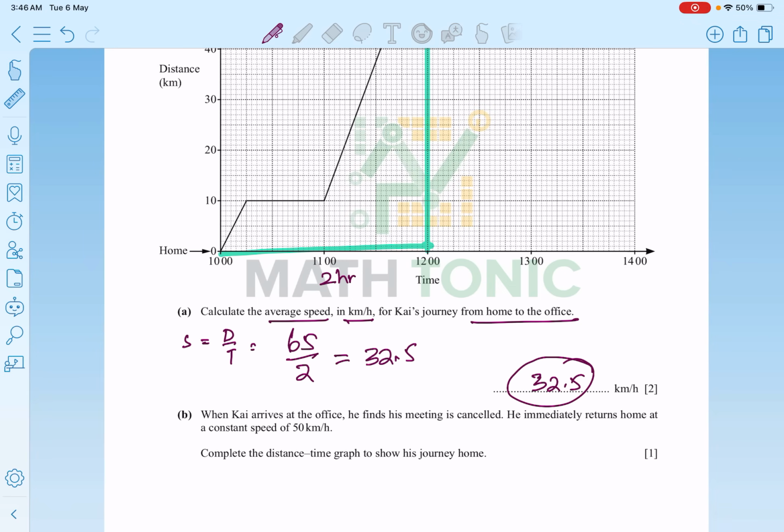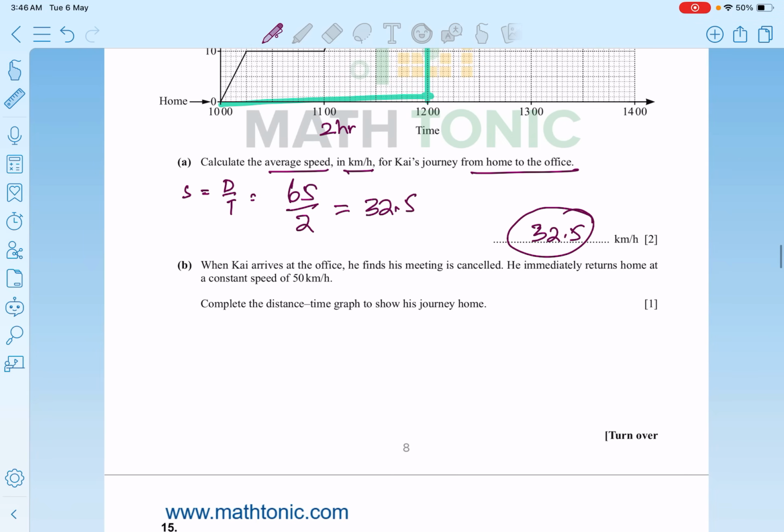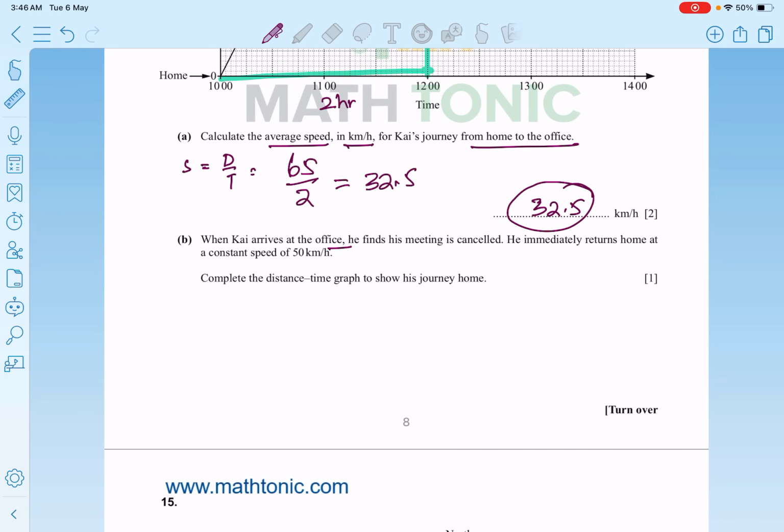Did you understand clearly, everyone? This is the average speed I'm getting. Okay, the next question is given. When the person arrives at the office, he finds the meeting is cancelled. He immediately returns home at a constant speed of 50 kilometers per hour. So try to understand this one.